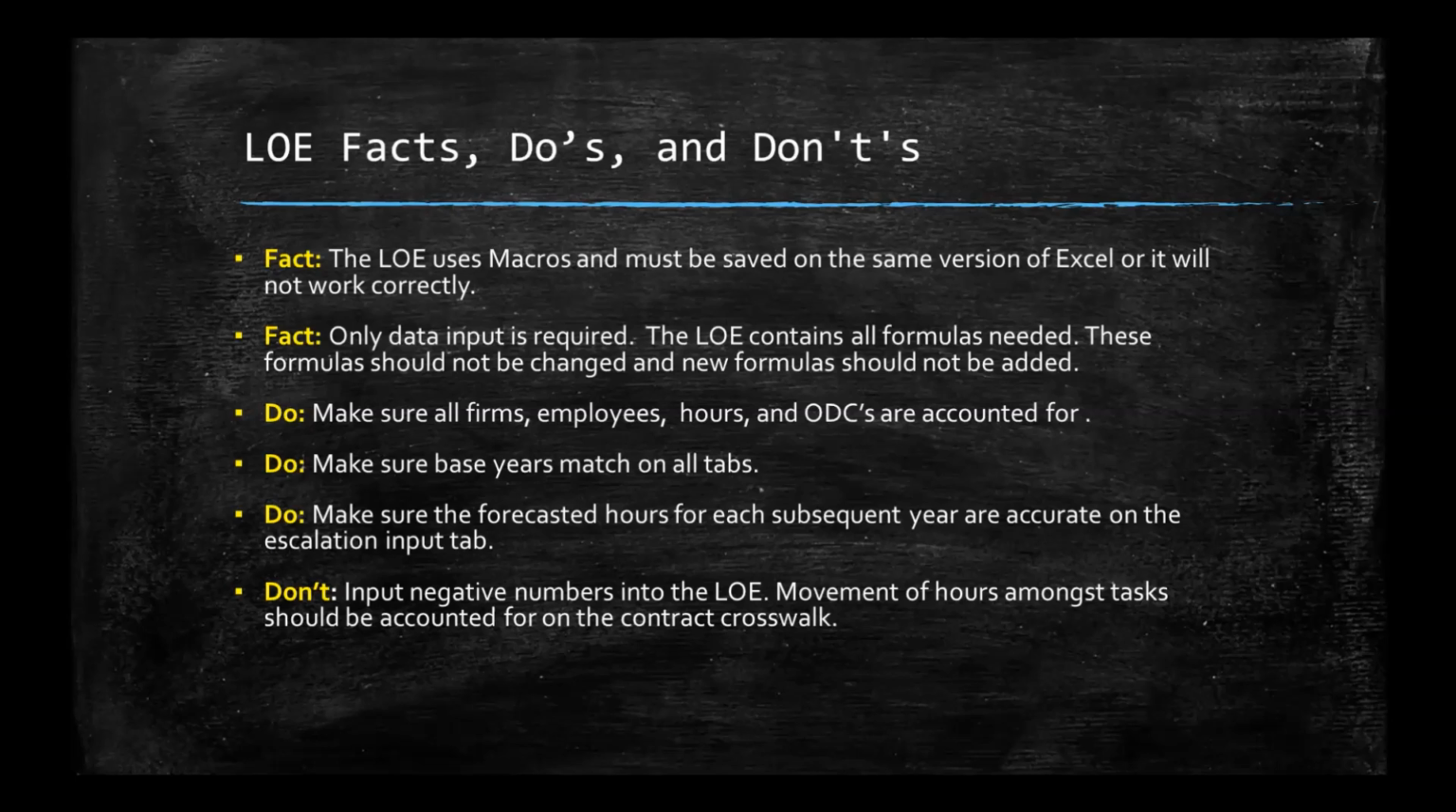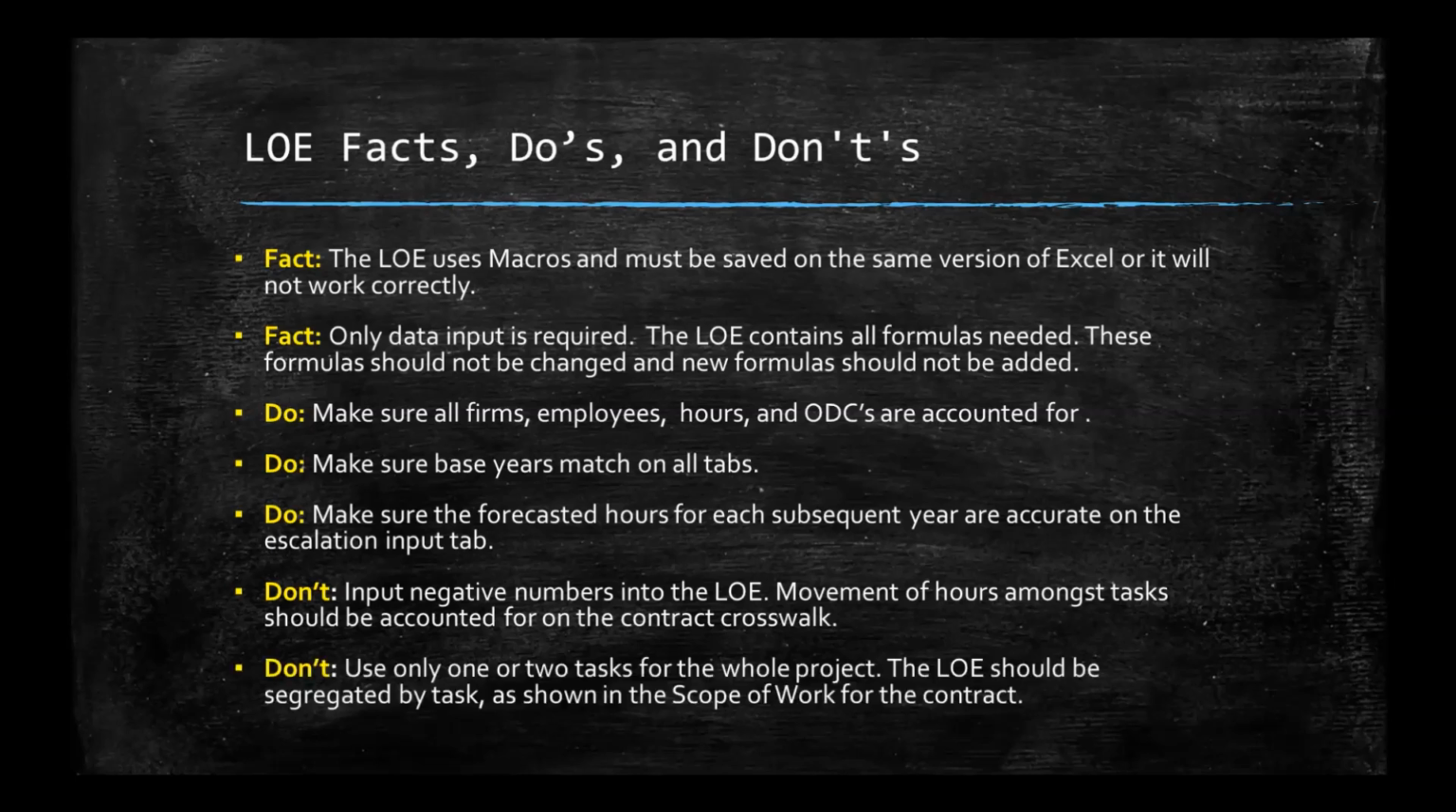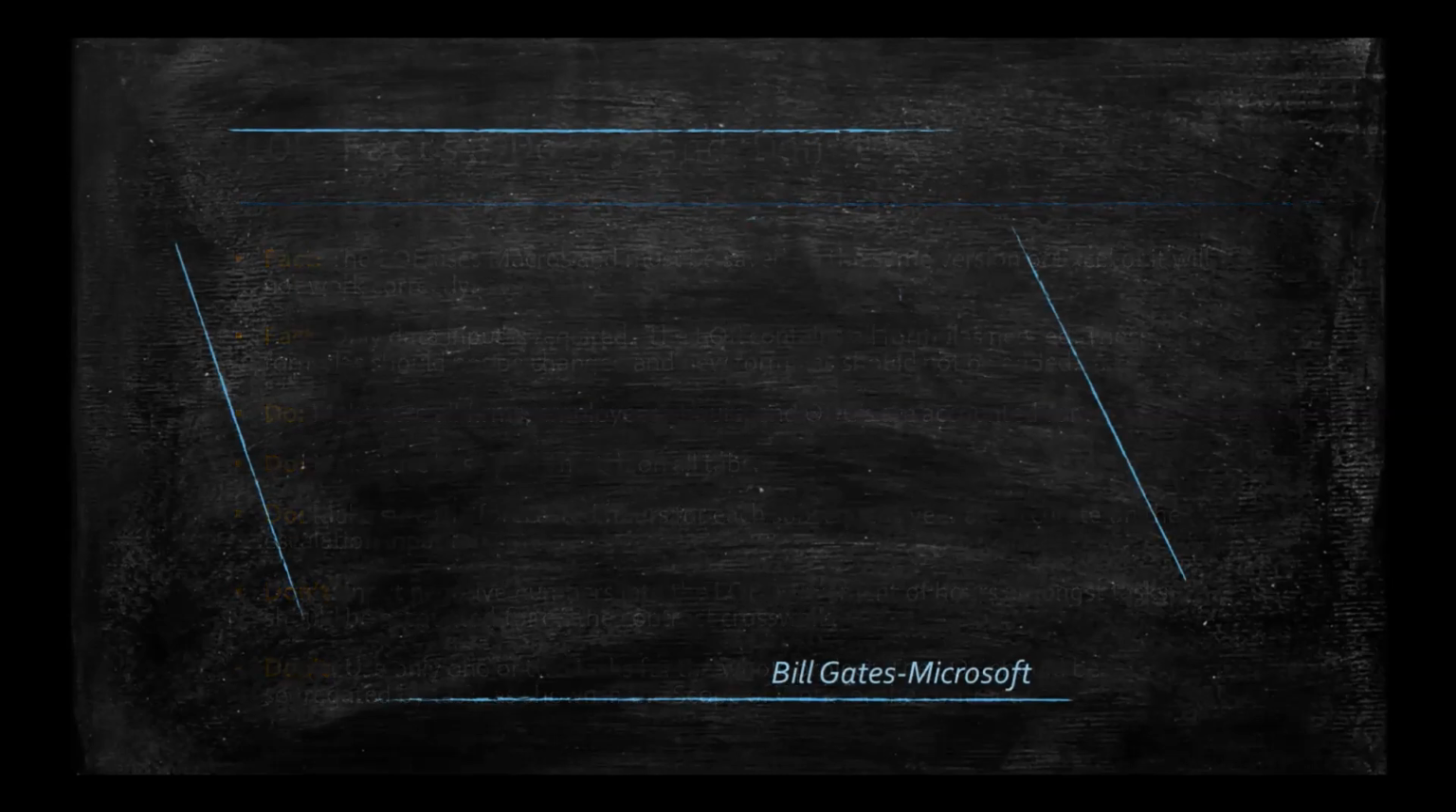Don't: do not input negative numbers into the LOE. Movement of hours amongst tasks should be accounted for on the contract crosswalk. Do not use only one or two tasks for the whole project. The LOE should be segregated by task as shown in the scope of work for the contract.